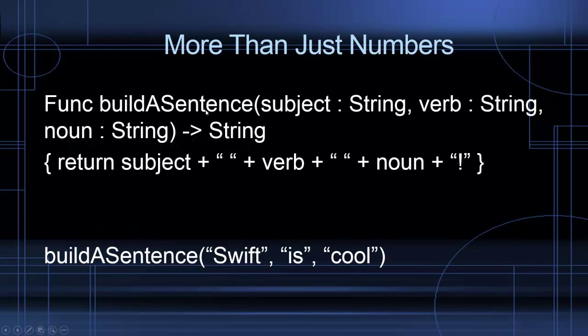So if my function is build a sentence, and then I've got 3 variables and they're all strings. So I have subject, which is a string, comma, verb, which is a string, comma, and then noun, which is a string. So you can have as many variables as you want, just variable and then the variable type separated by commas, and then the return type. It's going to return a big line of strings. It's going to return subject plus space plus the verb plus space, and then the noun, and then the exclamation point. So if I were to type build a sentence and then put Swift is cool as my 3 variables, this would print out Swift is cool exclamation point and put a space between the words.